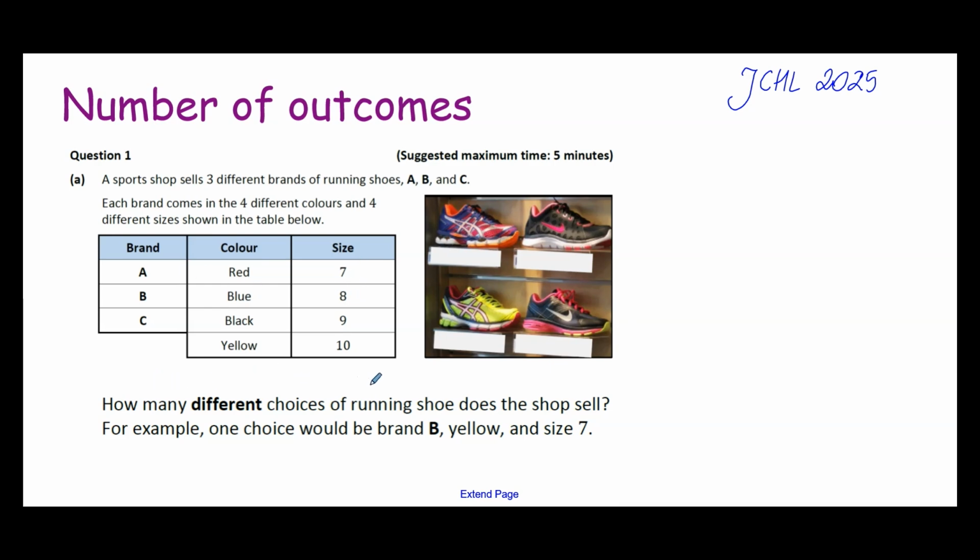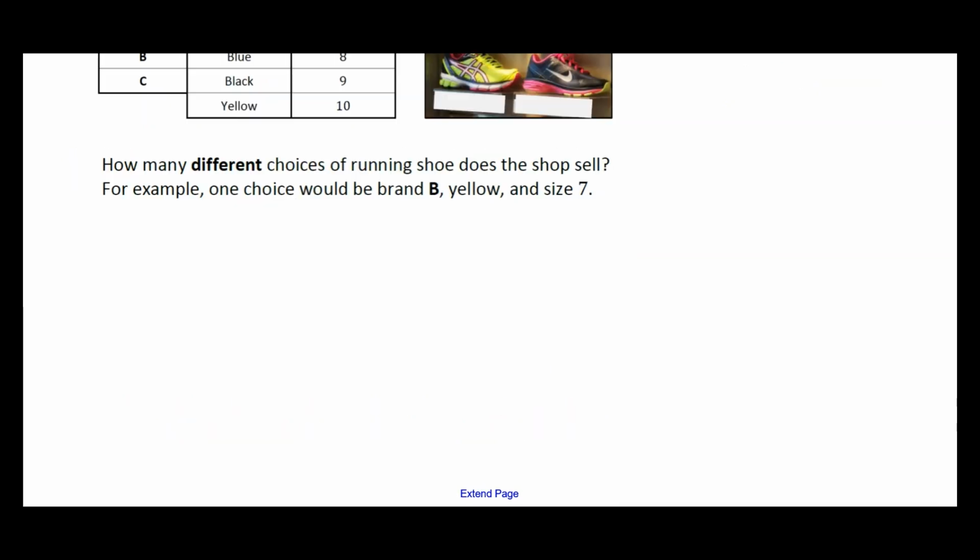How many different choices of running shoes does the shop sell? For example, one choice will be brand B, yellow, and size 7. So here we have that idea of number of outcomes.